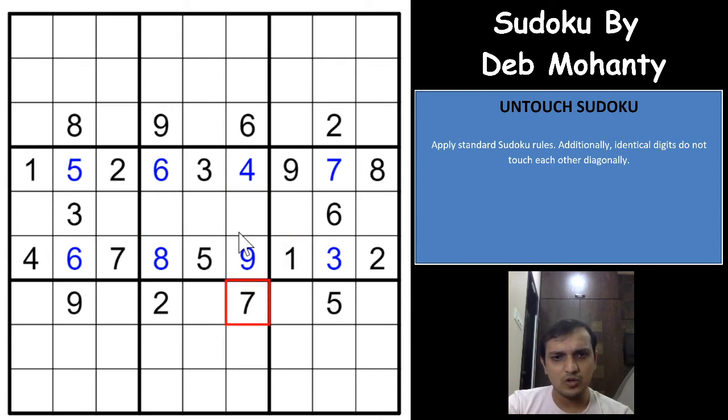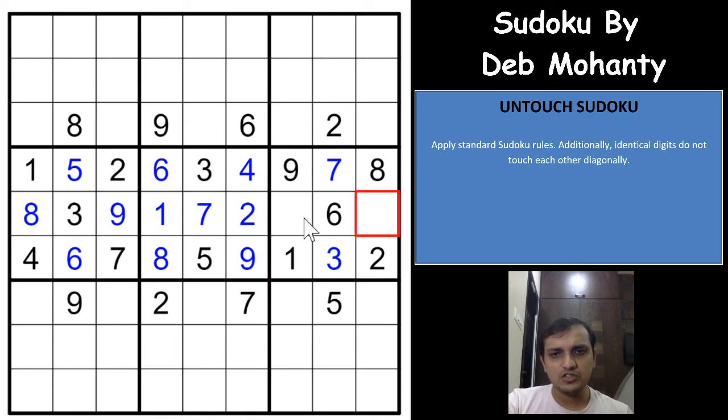So 1 and 7 cannot be here, which means this has to be 2, and the 7 cannot be here because of the untouched property. Same way, 1 cannot be here because of the untouched property. So 7 cannot be here, which means the 7 has to be here and the 1 has to be here. And these 2 digits are 8 and 9. So you have an 8 here, which means this has to be a 9 and this has to be an 8. Easy start, right? A very good flow.